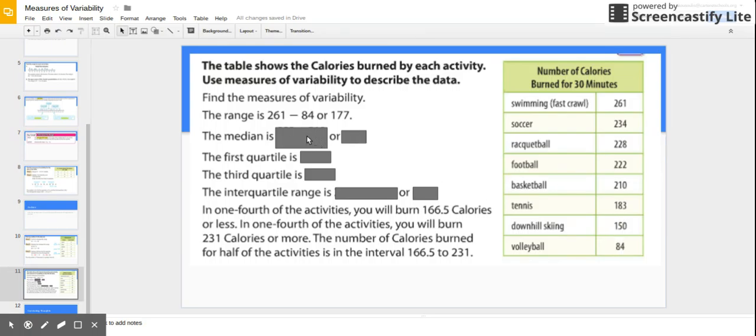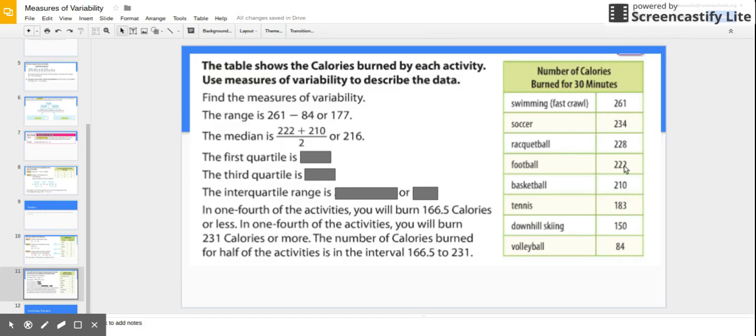The median is the middle number. These are already in order. So your middle number, we're stuck in the middle here. So take away the first, take away last, take away second to last, take away third to last, fourth to last, and we're stuck in between this 222 and 210, so we're finding the average between those two to get 216.